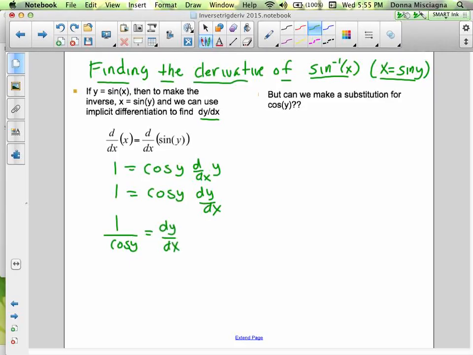Well, great, we've solved for dy/dx, but look at our expression. We've got a y in there. We need our equations in terms of x's, not y's. What are we going to do with that y? Can we make a substitution for cosine y?